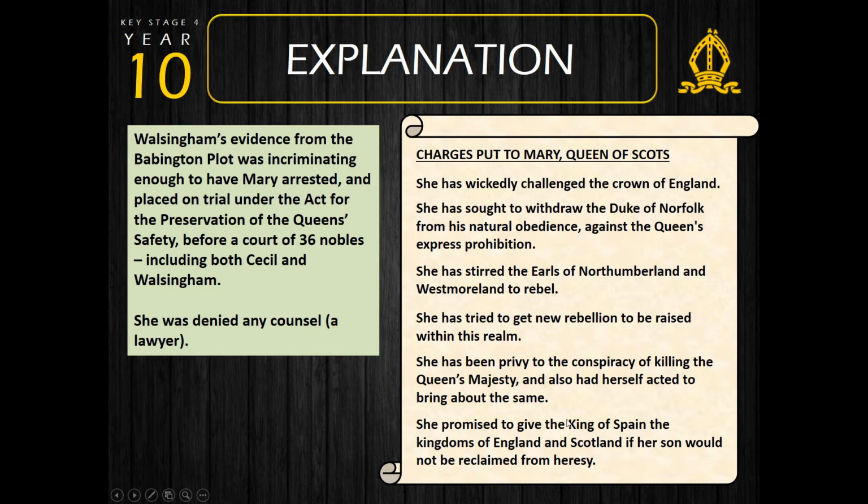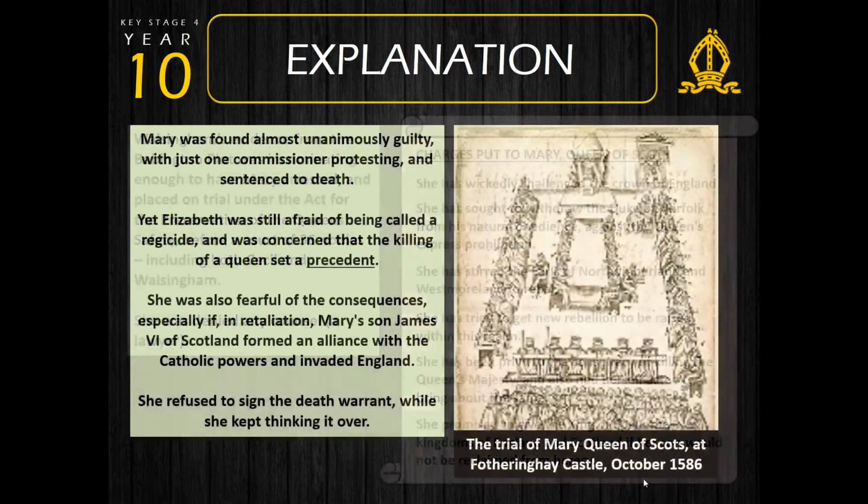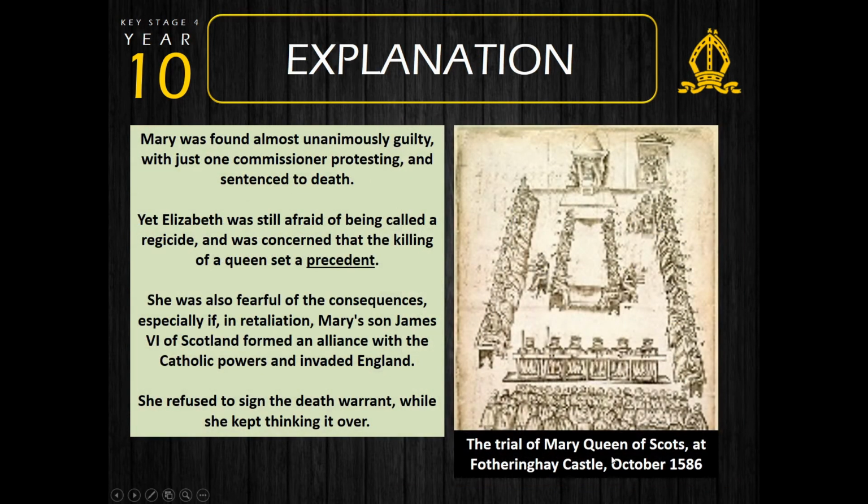And this one's crucial as well. What Mary has done is she has said to Philip of Spain that she'll let him have her claim to the throne of England. All right. If she is to die, she said that she would take the claim away from her son because he's a Protestant. You know, she doesn't like that. So she said that her claim can pass on to Philip if anything happens to her, which obviously is treason. Unsurprisingly, 35 out of 36 judges find her guilty. But Elizabeth still refuses to do it.